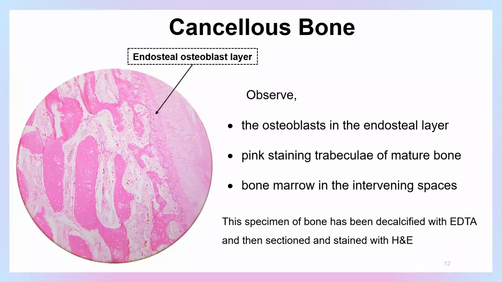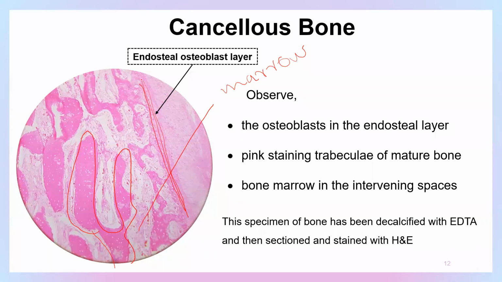So cancellous bone, a spongy bone, has inside it the pink staining trabeculae of the bone. This pink area is the bone, and the rest of it is the marrow. So this is the endosteal layer, and inside is the marrow. Osteoblasts are there in the endosteum at the edges, the periphery. The bone marrow is seen in the intervening spaces.